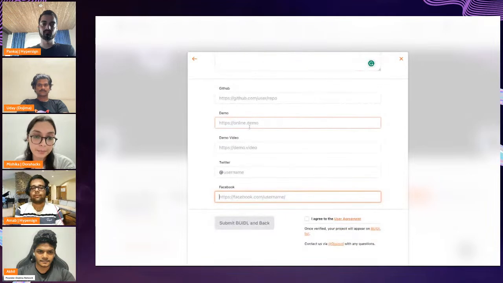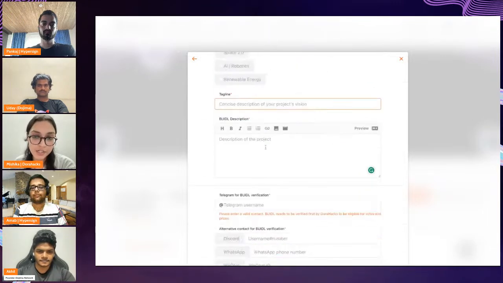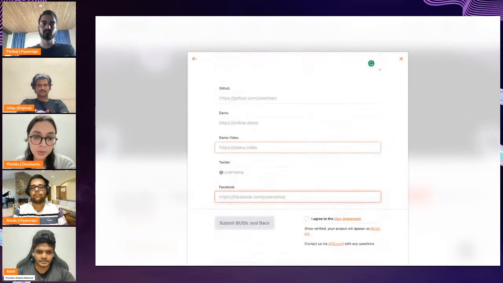Once you've put in all the details, click on submit biddle and back. Now, this part is pretty important, because what you've just done is create a biddle, but you have not selected or submitted it yet. So click on I agree to all the user agreements, and then submit biddle and back.